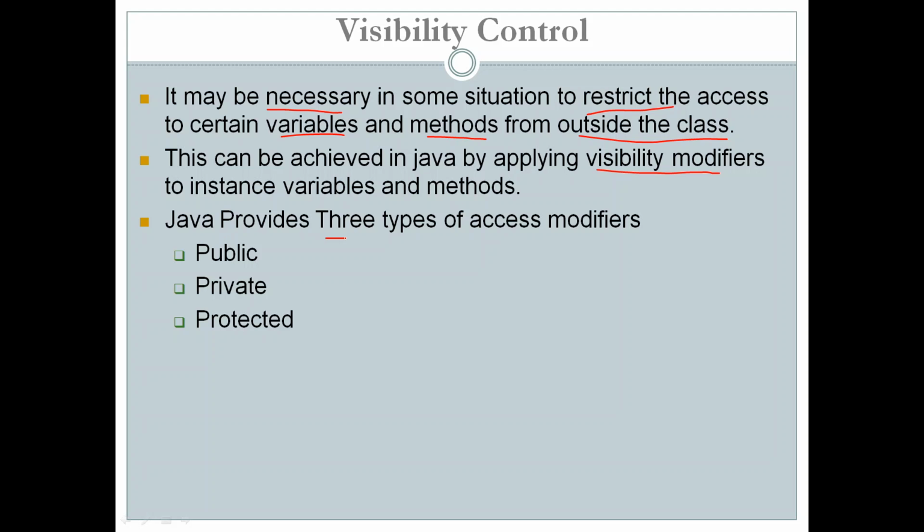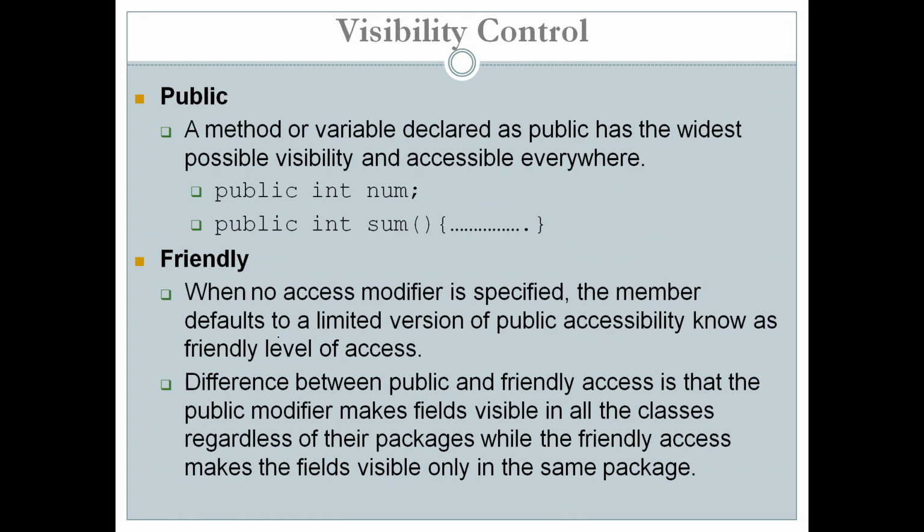Java provides three main types of access modifiers. You can say there are other access modifiers as well, but these are three important access modifiers. These are public, private and protected. There are also other modifiers which we will discuss in today's session as well. One by one we will discuss these modifiers. First, the public modifier.